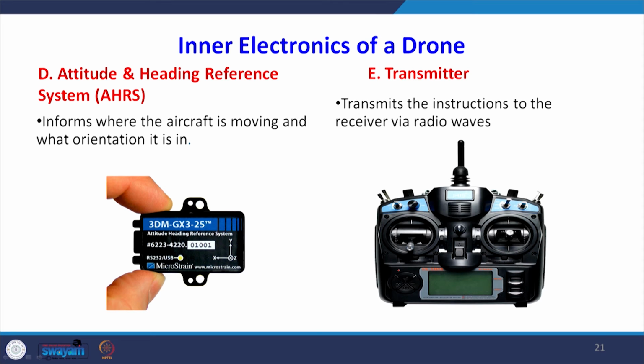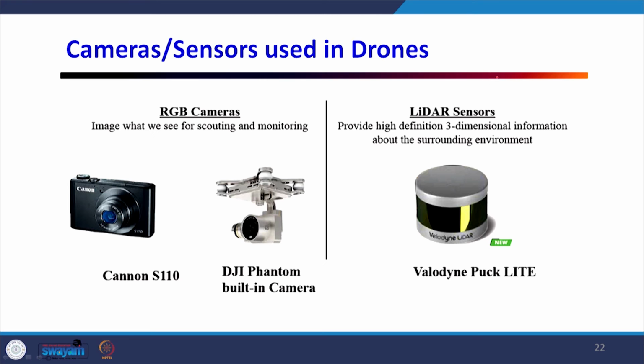Then we have the transmitter system. As the name itself suggests, it transmits the instructions to the receiver via radio waves. So you have the receiver system, and the transmitter sends the information through radio waves. It is a very important component, and one should know how to use this transmitter system when operating the drone.